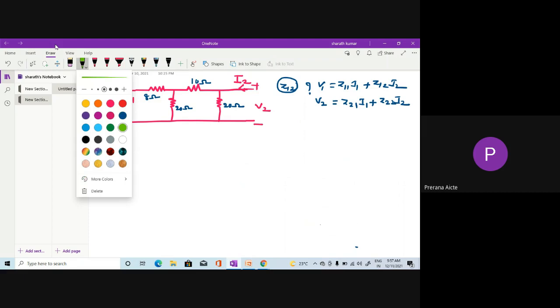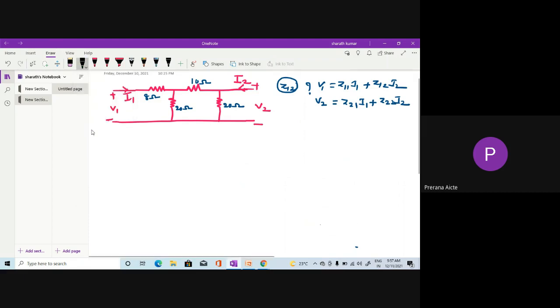Have a look at your screen. Case 2. This is always for practice purposes, and in the examination you don't waste this much time. Case 2 is nothing but port 2 open circuit.